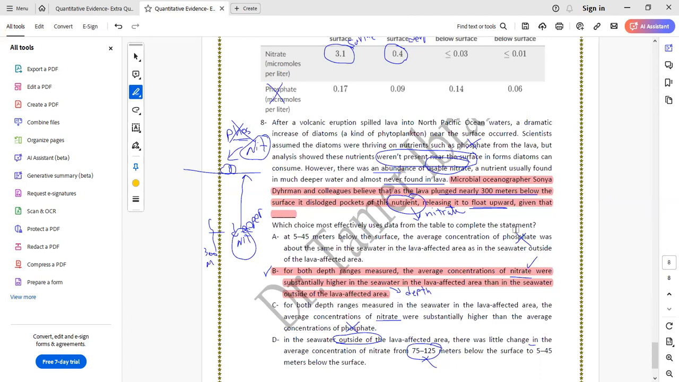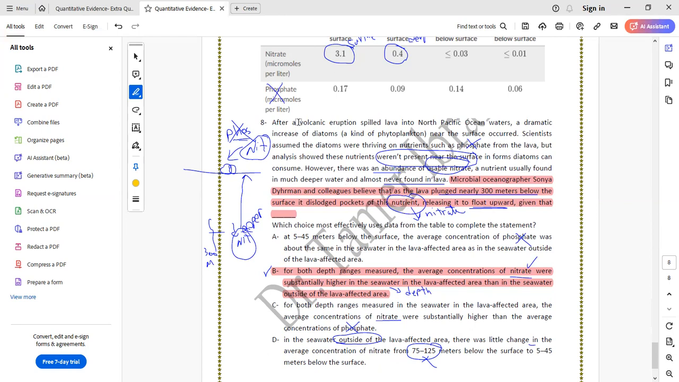The last question, I want to complete the statement. So let's take, yes, here. Microbial oceanographer Sonia Dyerman and colleagues believe that as the lava plunged nearly 300 meters below the surface, it dislodged a pocket of this nutrient. What kind of nutrient? We don't know. Releasing it to float upward. So I need to know the nutrient to complete the sentence.